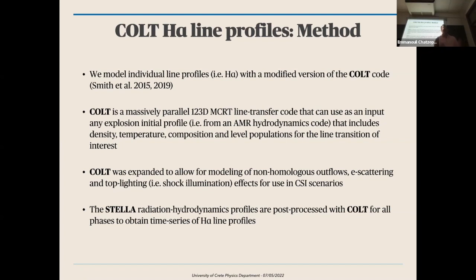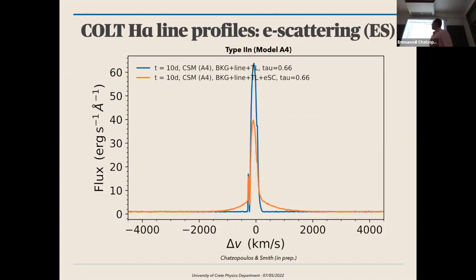You can do things like that with COLT, for example. And all that COLT needs is density, temperature, composition, and level populations for the line transition of interest, in this case, hydrogen. And of course, as I said, we have to adjust and expand COLT to include the four complicated physics effects that I talked about earlier. So enough with the words, let's show some plots.